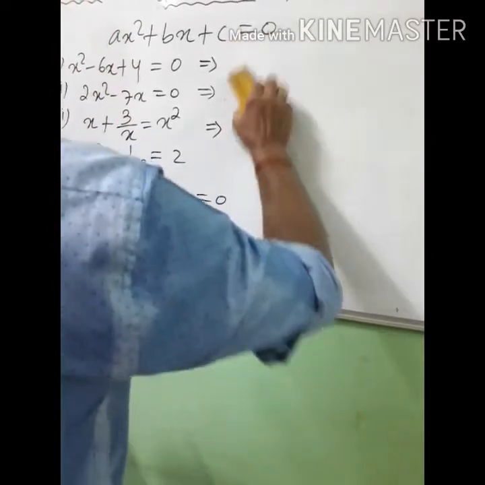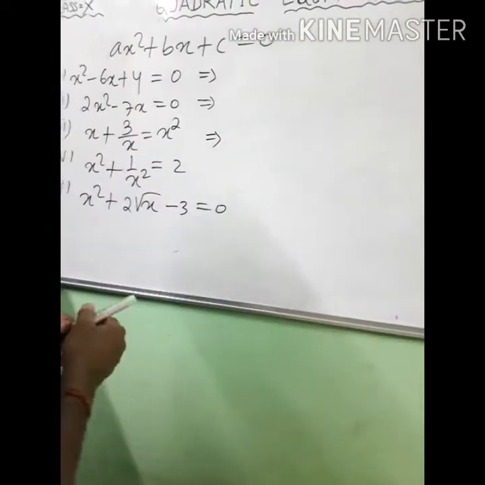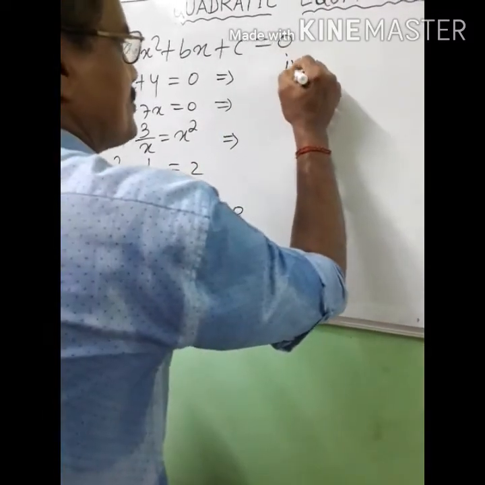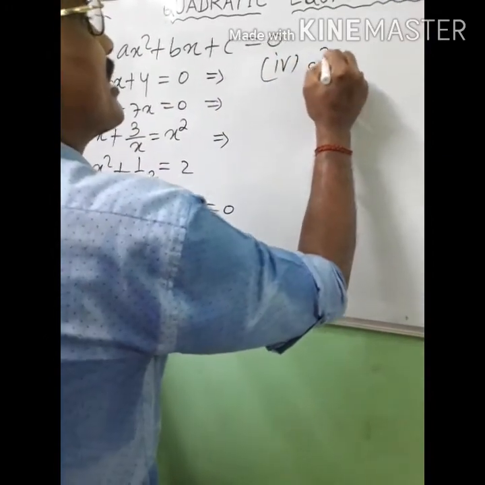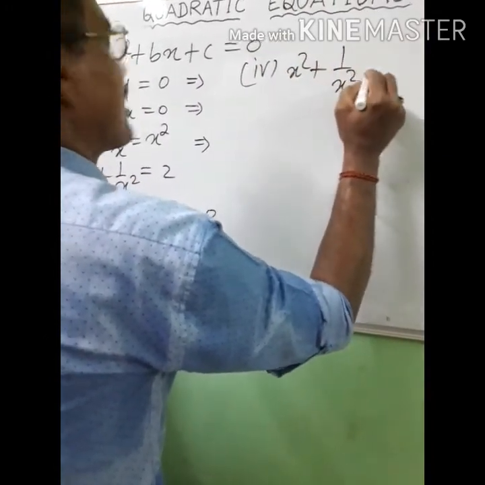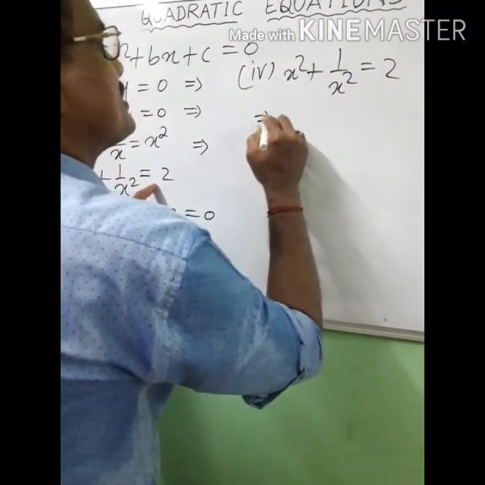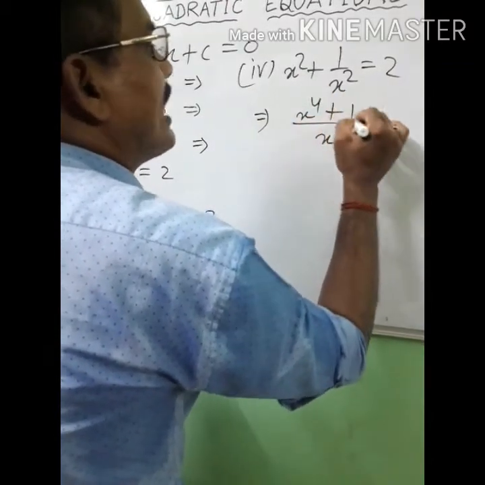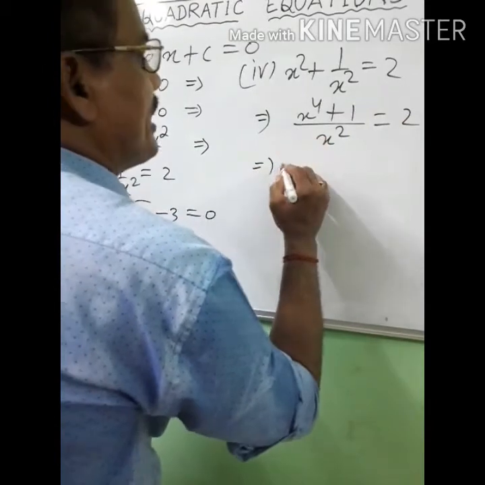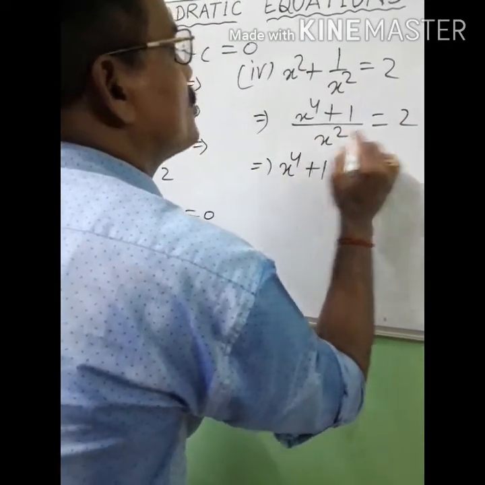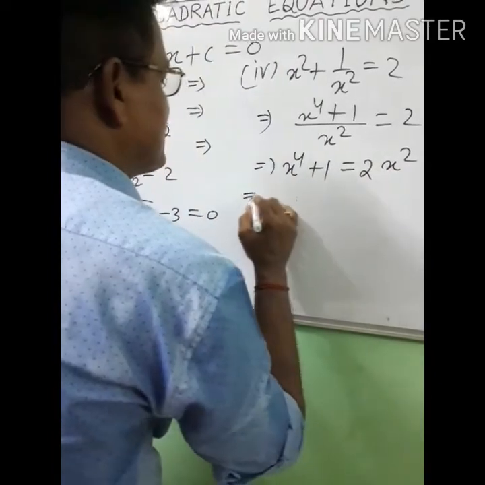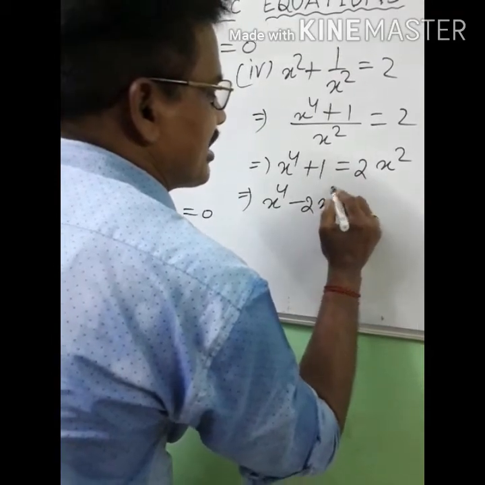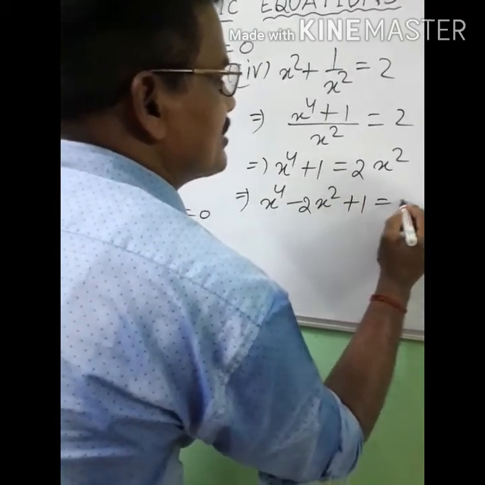Now example number 4. Example number 4 is what? x square plus 1 by x square is equal to 2. We have to solve it. So simplify it. LCM is x square. So x4 plus 1 is equal to 2x square. Clear? Okay, let us arrange this. So x4 minus 2x square plus 1 is equal to 0.